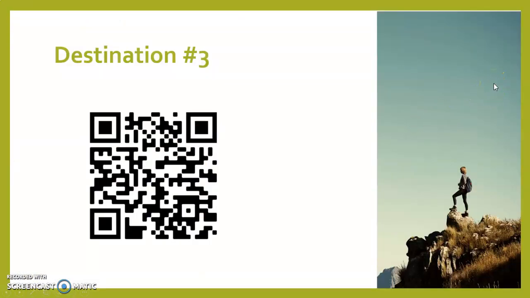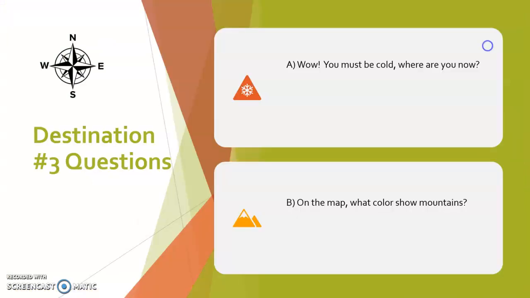Destination number 3. Again, use your QR code scanner to scan the code, and your destination will pop up. Wow, you must be very cold. Where are you now? And on your map, what colors show mountains? Study your map and answer the questions in the space provided.